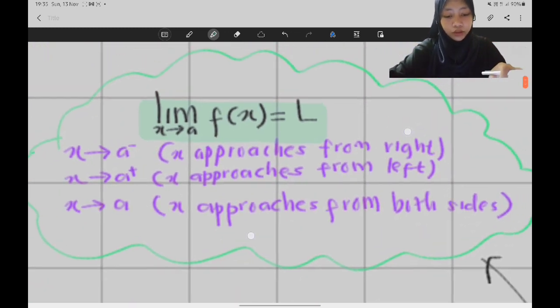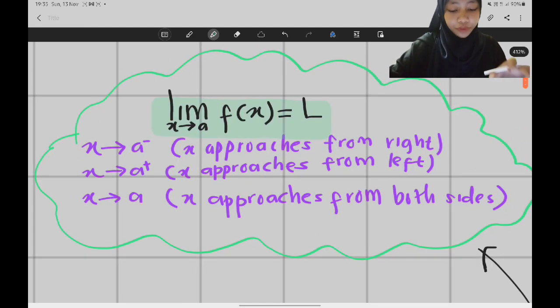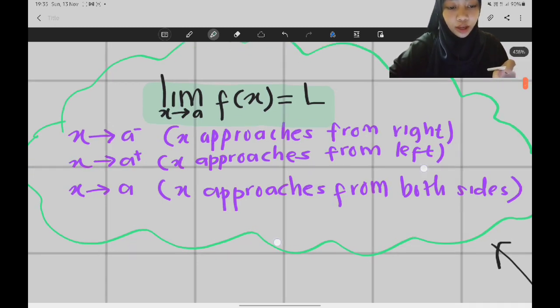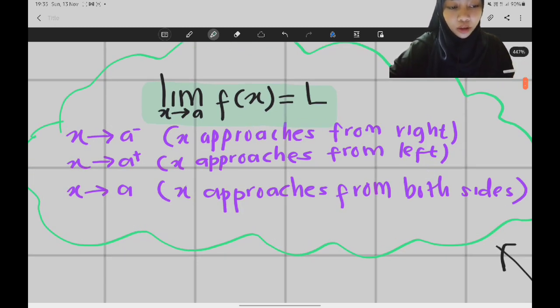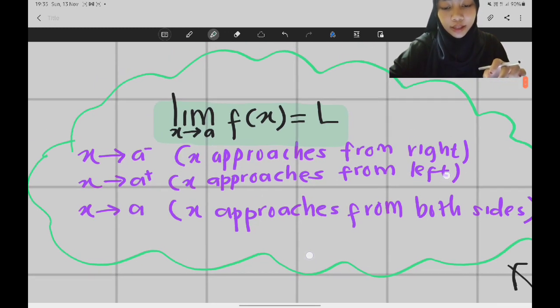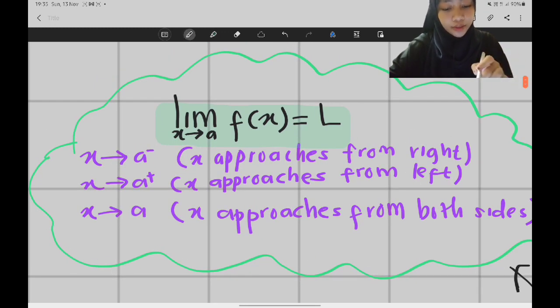Okay, so this is the definition that I already simplified. If the function f(x) approaches a single number L as x approaches a from either side, then the limit of f(x) as x approaches a is L, and it is written as this.